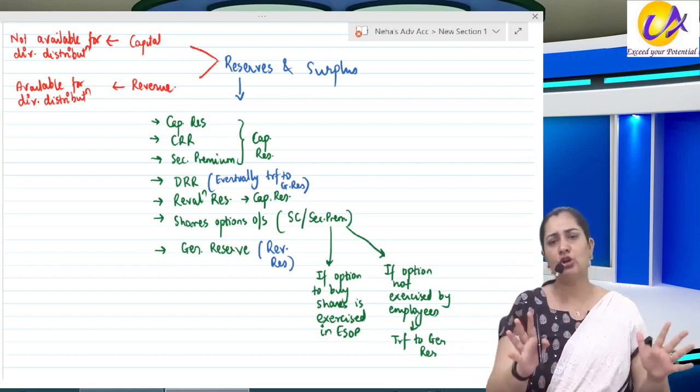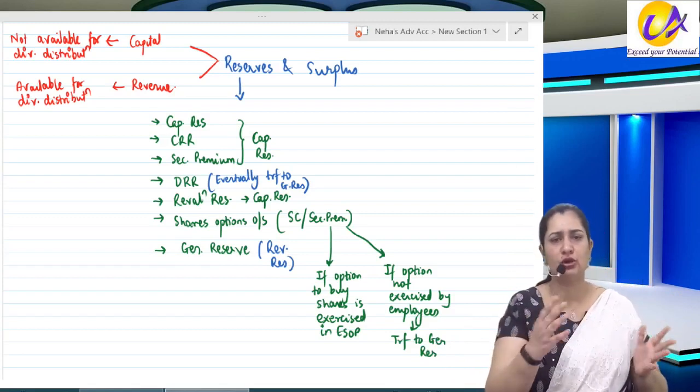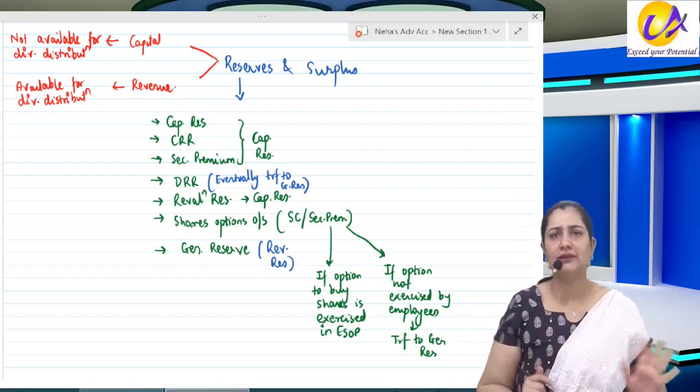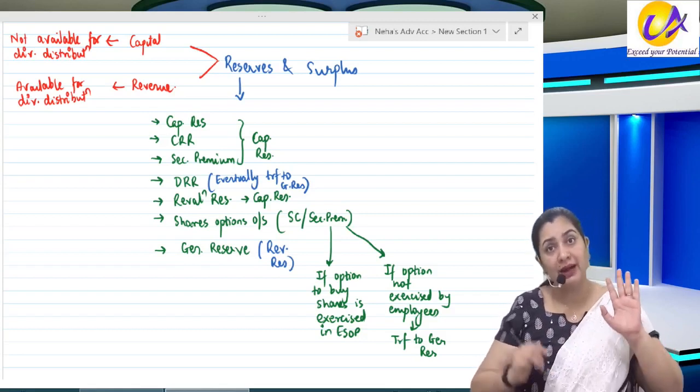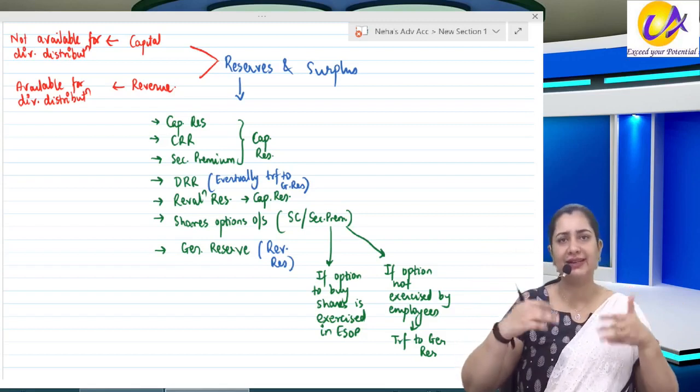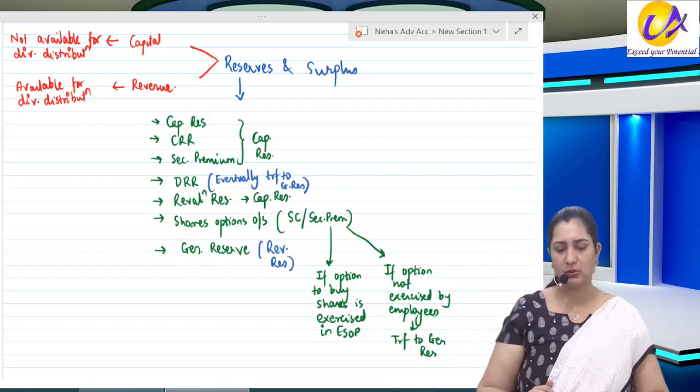So we cannot say whether this will become share capital or general reserve. So better not to talk about whether it is capital or revenue. Normally DRR is not available for dividend. But after it gets transferred to general reserve, it can be available. Okay. So this is how it is.